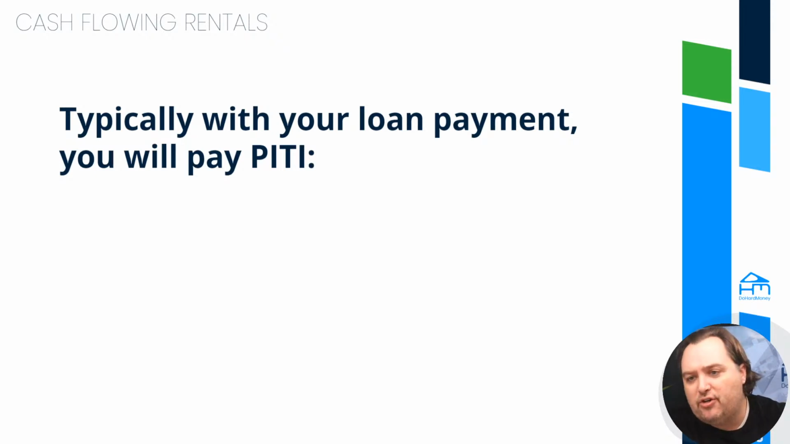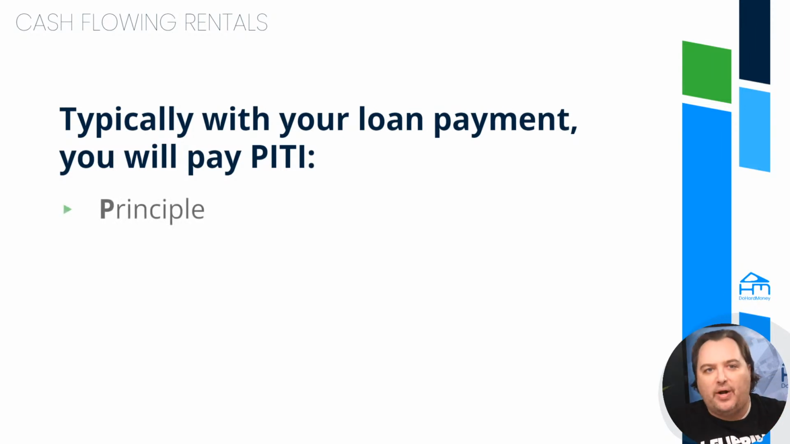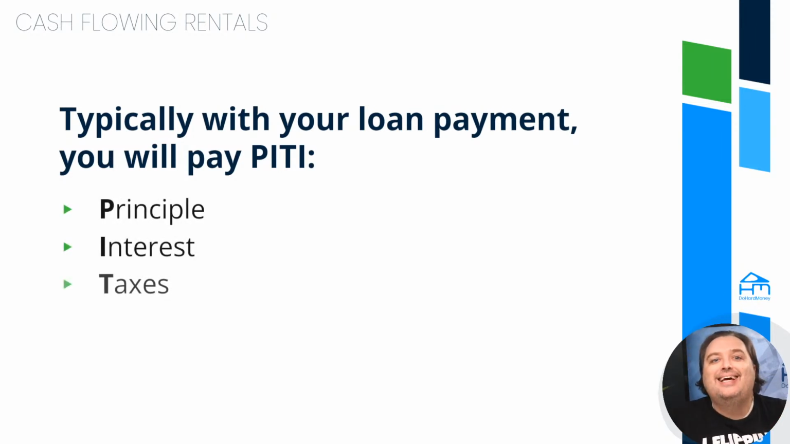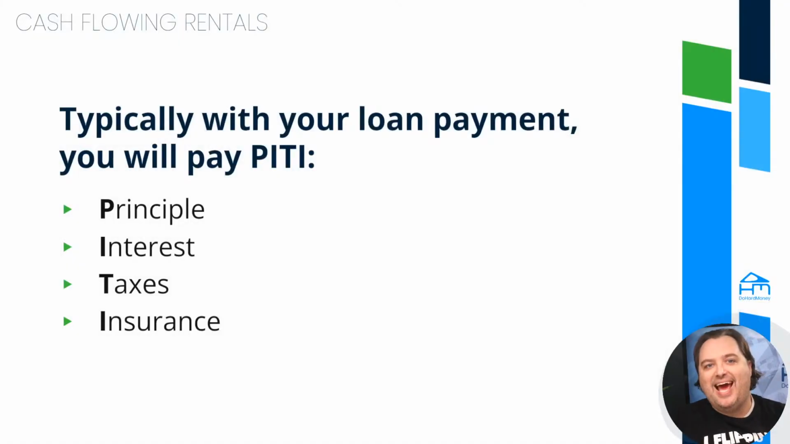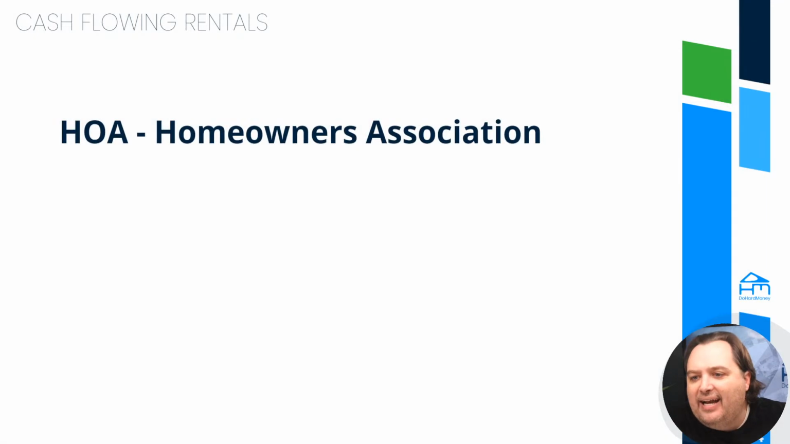So typically with your loan payment, you're going to have what's called PITI: principal, interest, taxes, and insurance. That's basically what you're looking at.